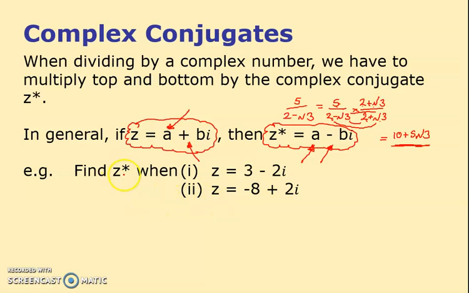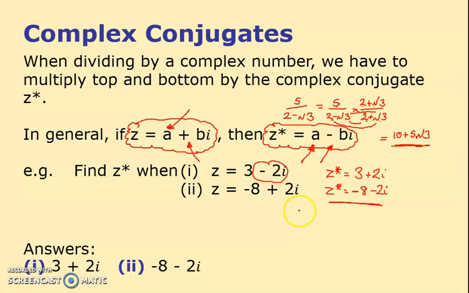And it says find z star when z equals this. The easiest questions in the world. Z star equals, well, it says 3 minus 2i. Well, it becomes 3 plus 2i. Just change the sign of the imaginary part. This one, z star equals minus 8 plus 2i. Well, it's still minus 8. That doesn't change. But plus 2i becomes minus 2i. So these are complex conjugates, and hopefully my answers say that.